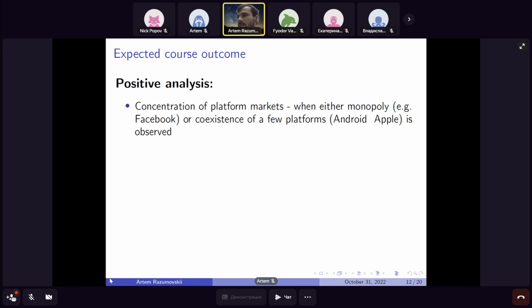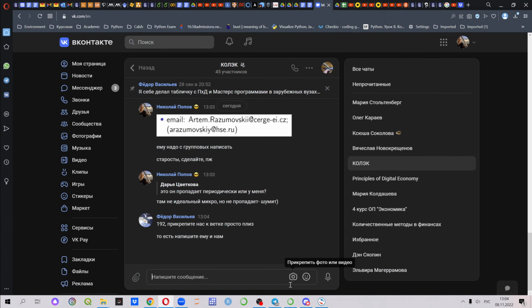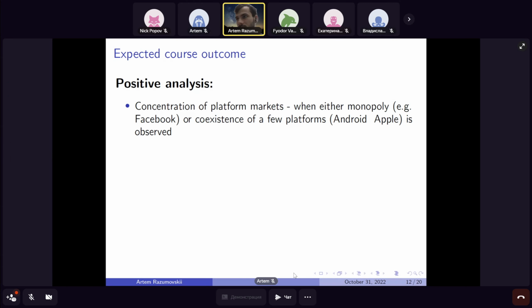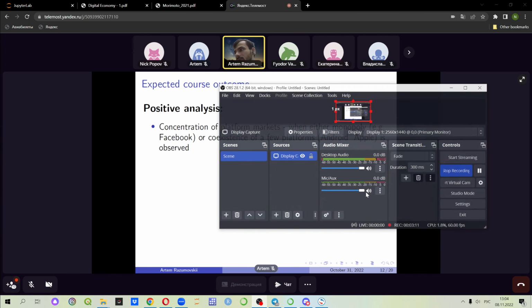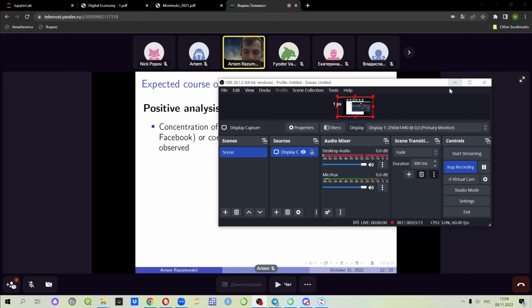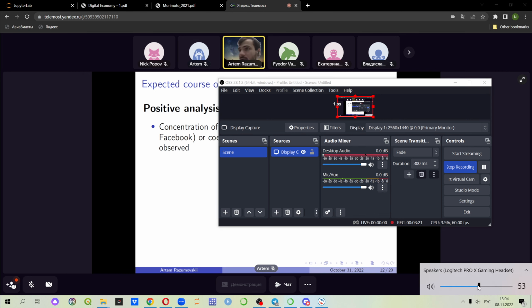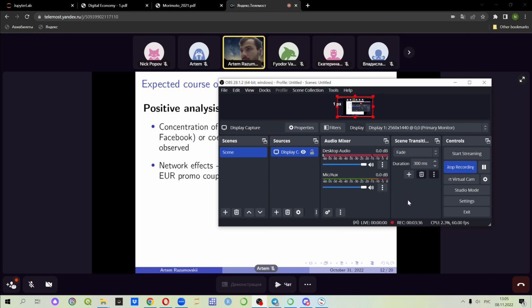So firstly, some analysis about platforms, how they exist, how we need to understand them. How to divide the platforms between monopoly and duopoly, how several platforms can exist together on the same market, if they provide kind of the same product, like Android and Apple, and we can observe both of them.